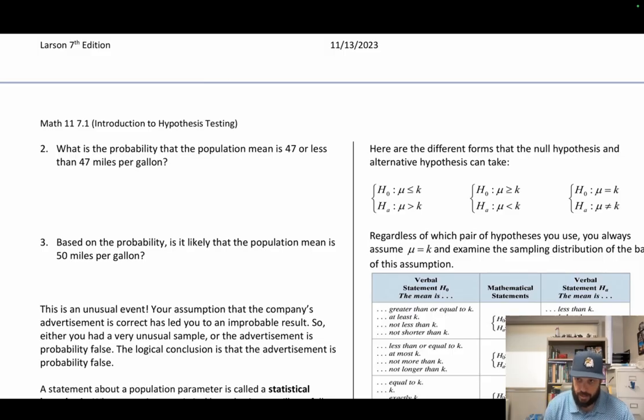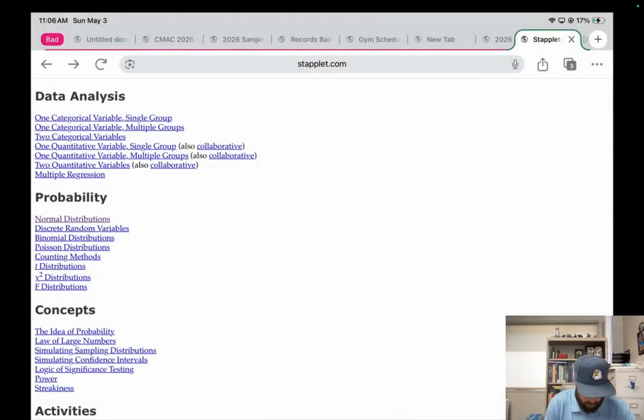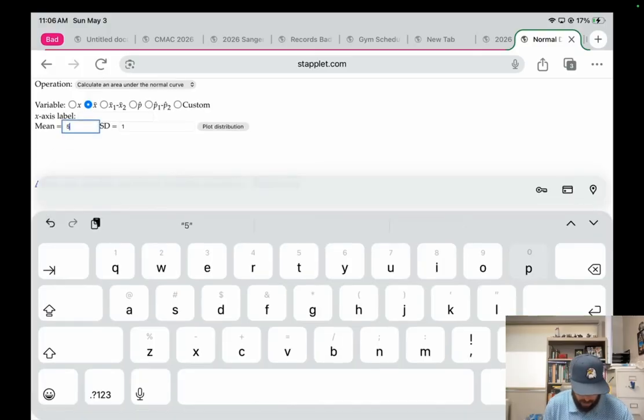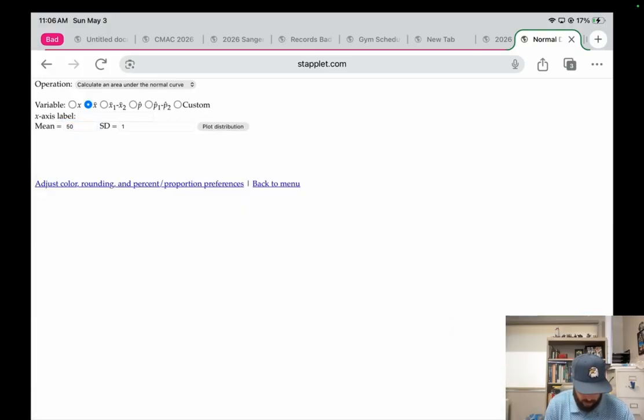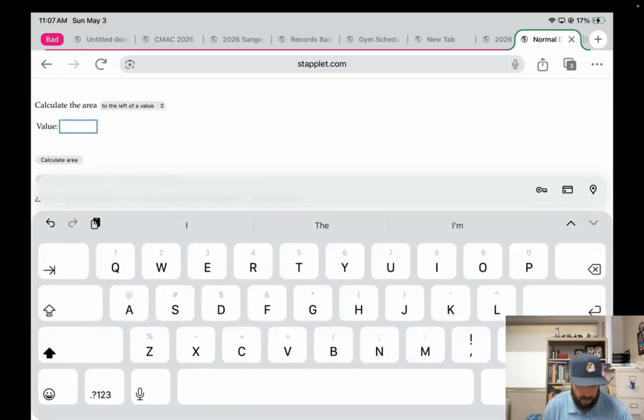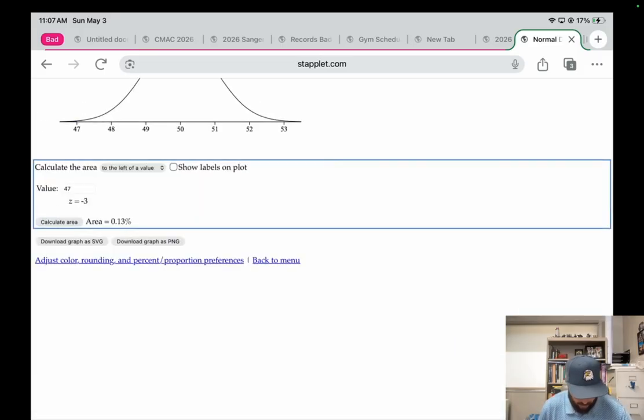And so we're going to take that information over to Statlet. All right, we're going to look at our normal distribution. We have an x bar there. Don't worry about the x-axis label. Our mean is 50. Our standard deviation was already set to 1, so we'll go ahead and plot our distribution so you can see it matches what we had. We want less than, so I'm going to be to the left of a value. And the value we're looking for is 47, and we can go ahead and calculate that area.